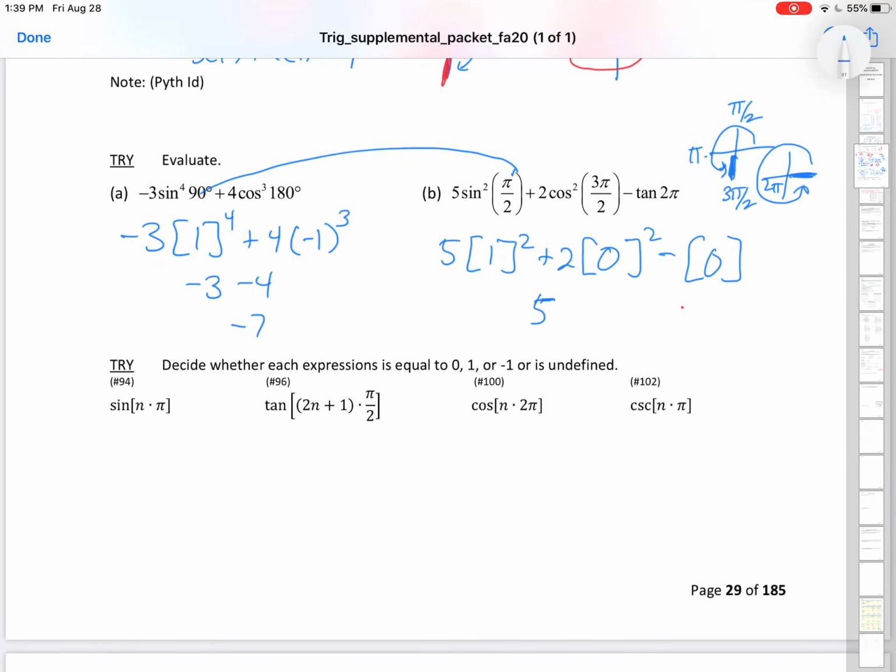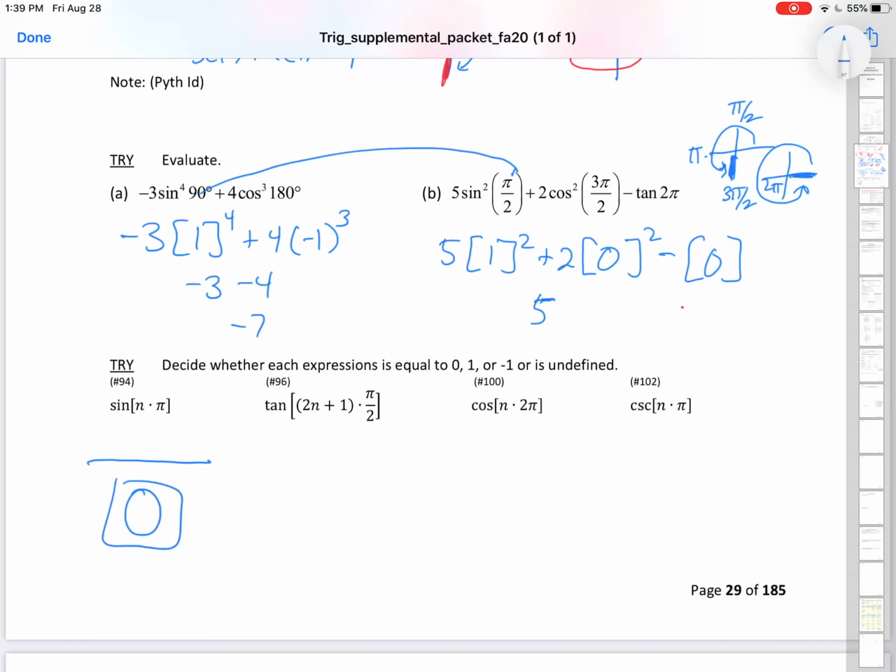And so decide whether each expression is equal to 0, equal to 1, equal to negative 1, or is undefined. So sine of n pi. Sine is never undefined. So as you think about when you're at the pi level, you're on the flat level. And so sine corresponds to y, so this is going to be 0.